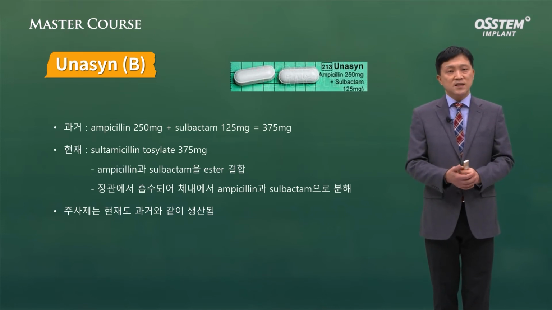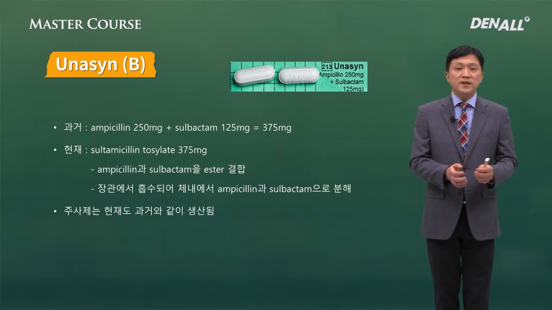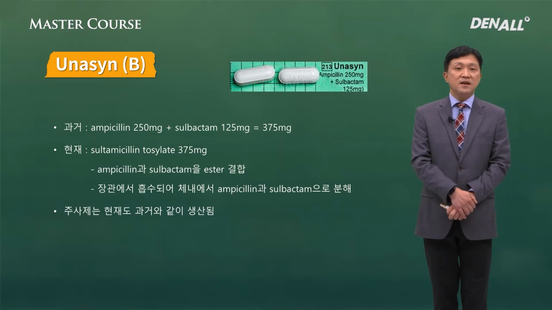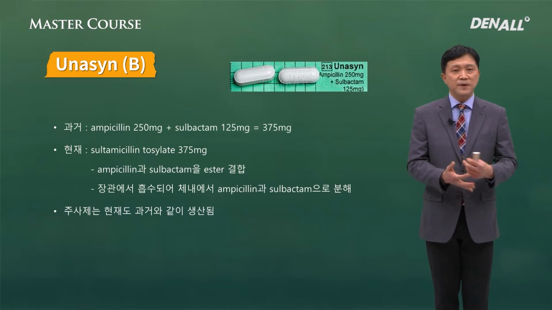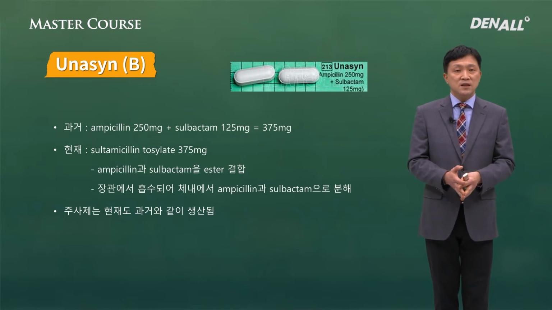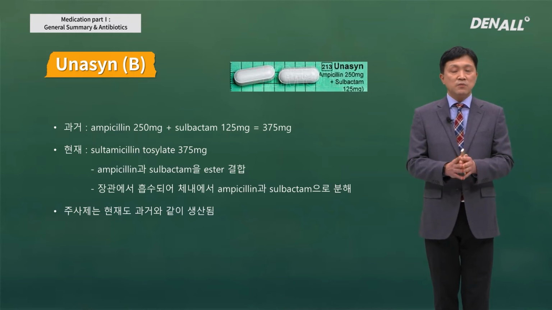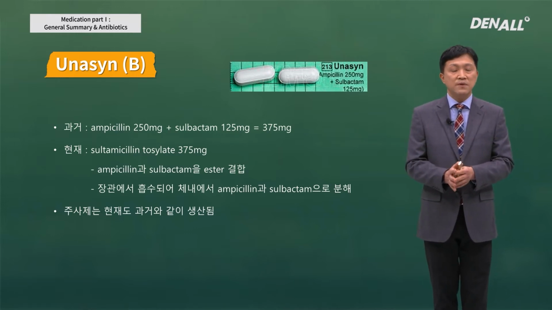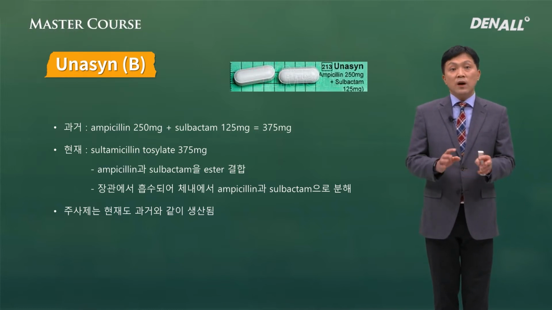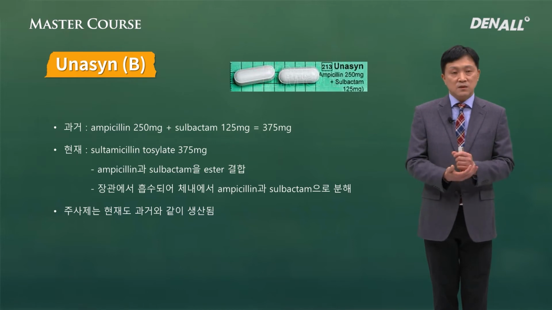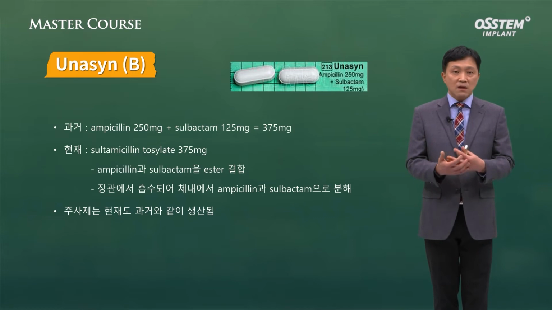Next, Unacin. Augmentin was patented by GSK, GlaxoSmithKline, and the patent expired a long time ago. There are many generic drugs. Unacin has similar efficacy and is made by Pfizer. The patent expired too, and there are many generic products. And they have similar efficacy.